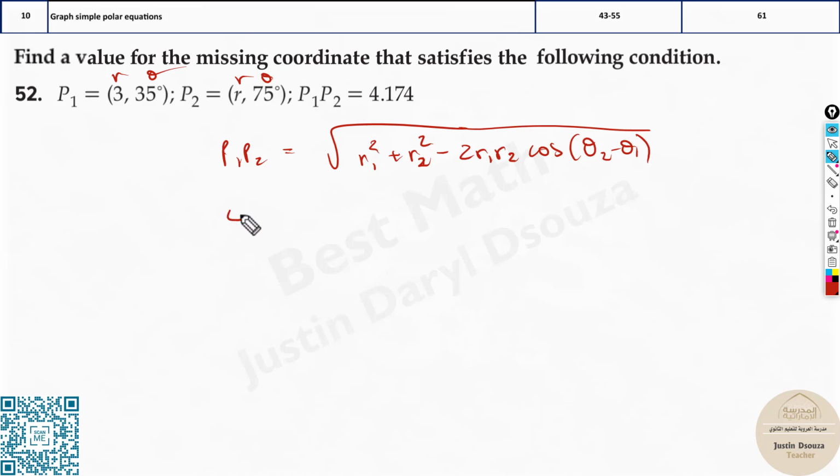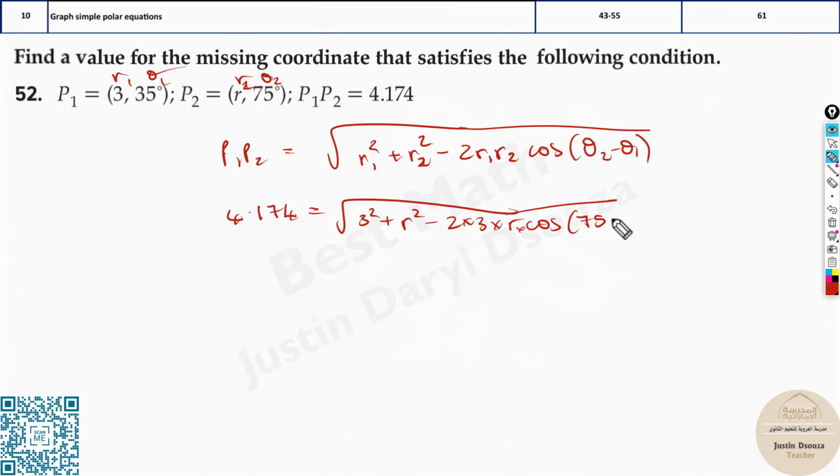What is P1P2? It's 4.174. That is equal to, the first one is P1, which means r1, theta 1, and r2, theta 2 for P2. So now we will substitute the values. It's 3 squared plus, now we do not know what r2 is, that is what we are solving, so I'll just leave it as r squared, minus 2 times 3 times r, all multiplied with cosine of 75 degrees minus 35 degrees.